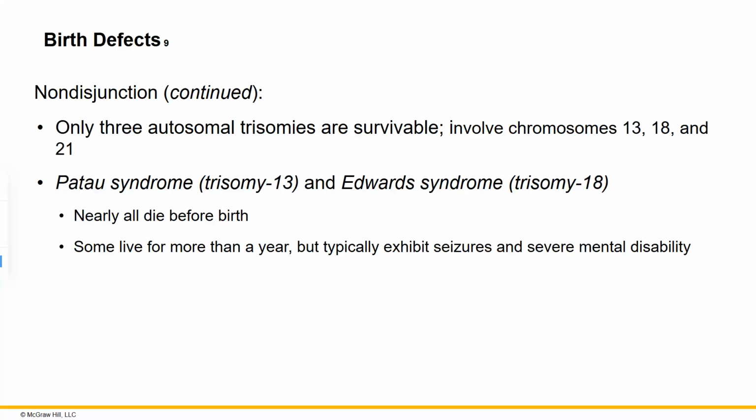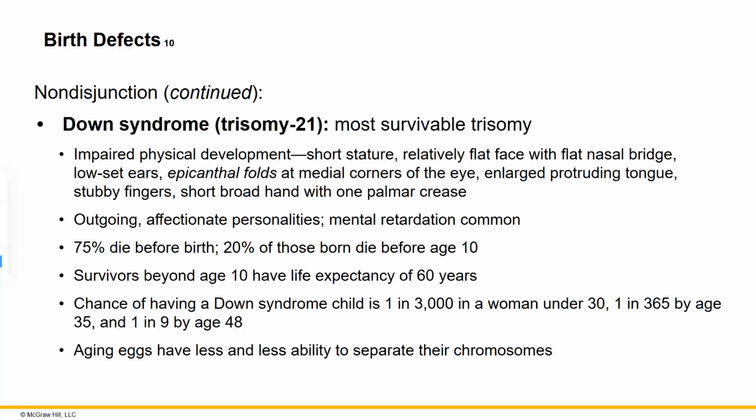Only 3 autosomal trisomies are survivable, and they involve chromosomes 13, 18, and 21. 13 is Patau syndrome. 18 is Edwards syndrome. Nearly all die before birth. Some live for more than a year, but typically exhibit seizures and severe mental disability.